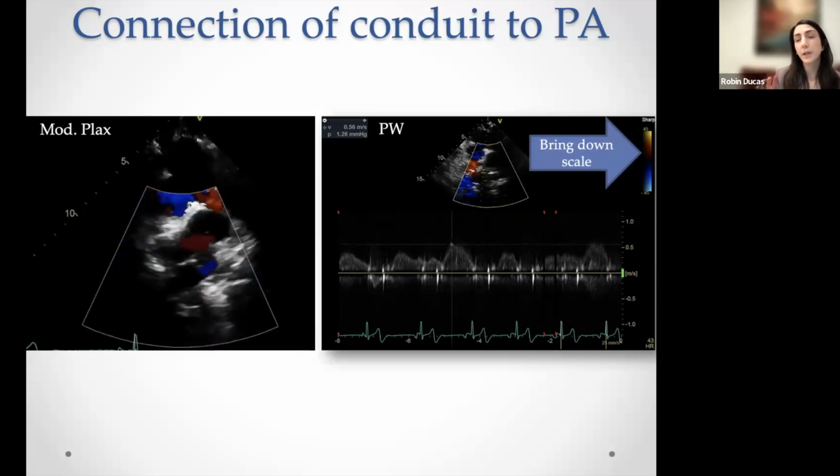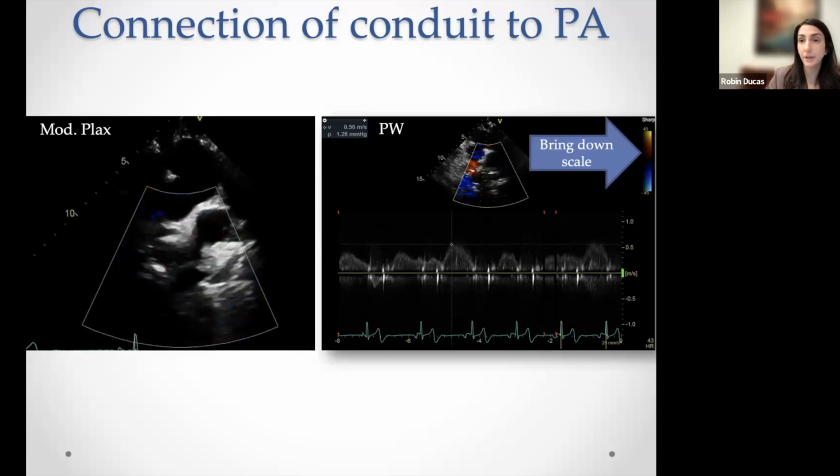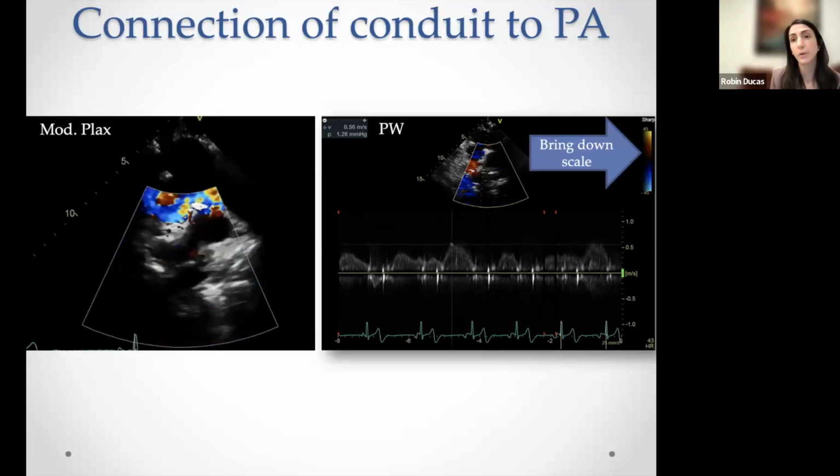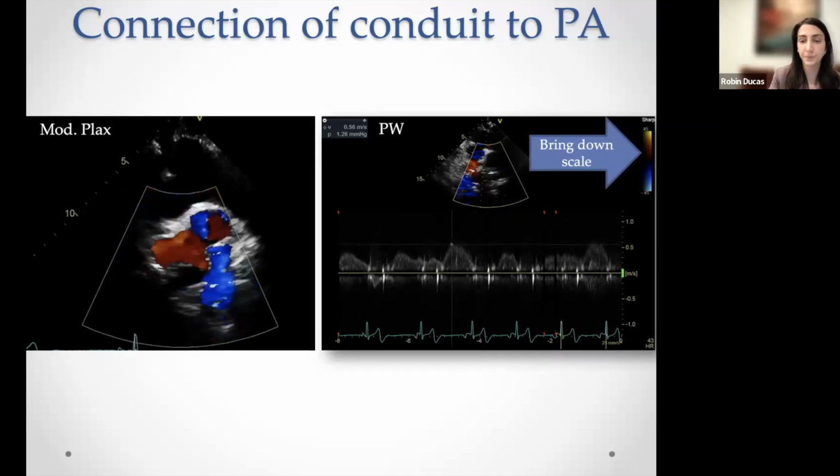So depending on how you find it, it can be helpful to image it in a few different views. But the easiest ones, if you can't find that connection of the conduit into the pulmonary artery, is to get the SVC and the IVC. If they're low velocity respiratory phasic flow, you're likely looking at patent connection, no stenosis, no thrombus.